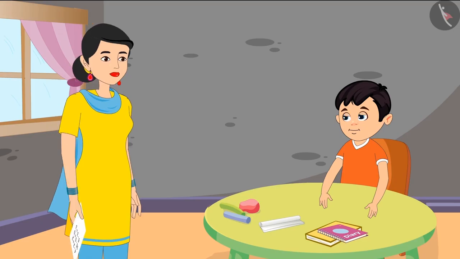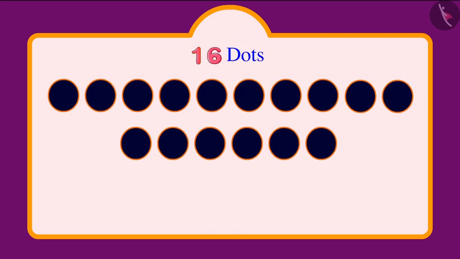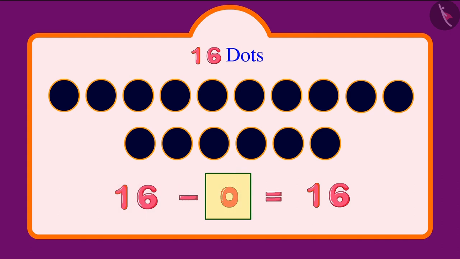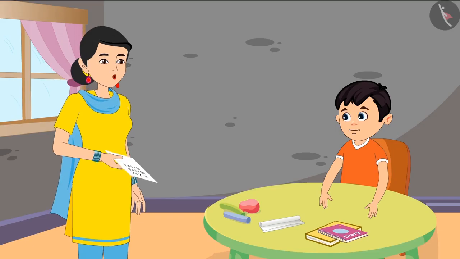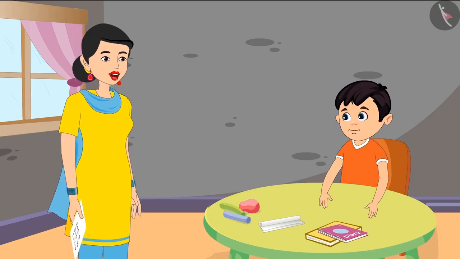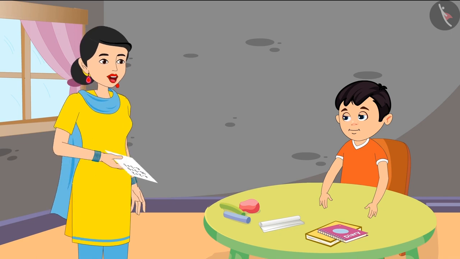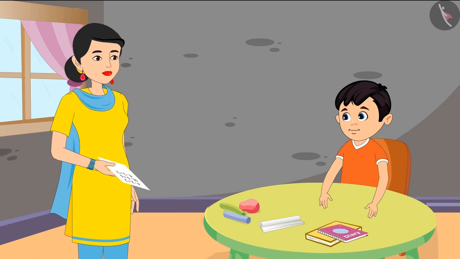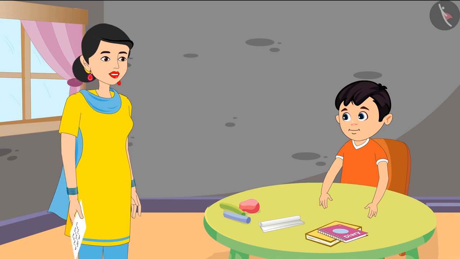Come on, let us see. See this. There are 16 dots. Now, out of these, we have to subtract 0 dots. Now, tell me, what does 0 mean? Not even 1. So, when we did not subtract even 1 of the 16 dots, then how many dots are left with us? 16 dots, Mummy. Yes, Chotu, you are right, 16 dots. So actually this means, Chotu, if we subtract 0 from any number or if we subtract nothing from that number, then we get the same number.